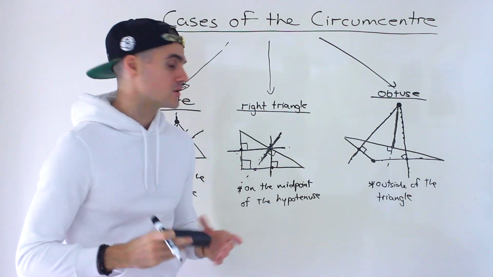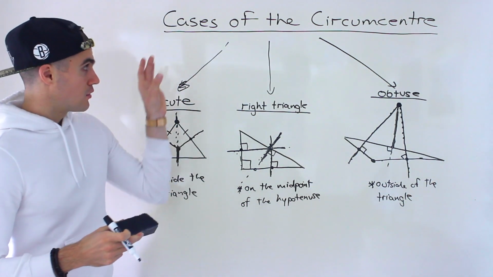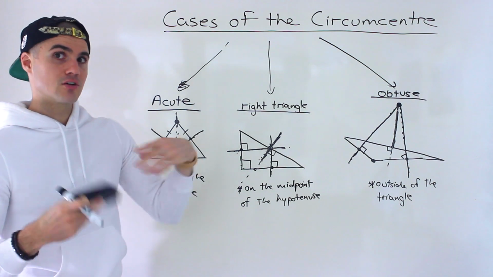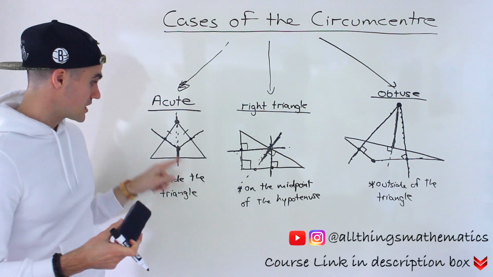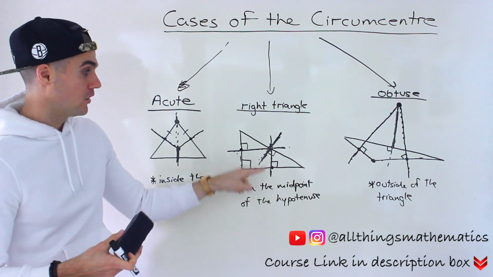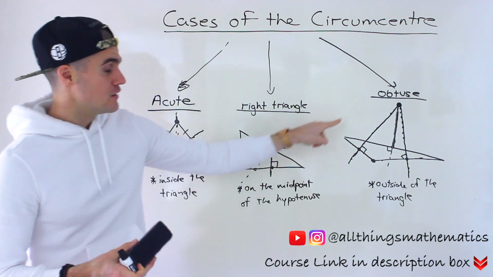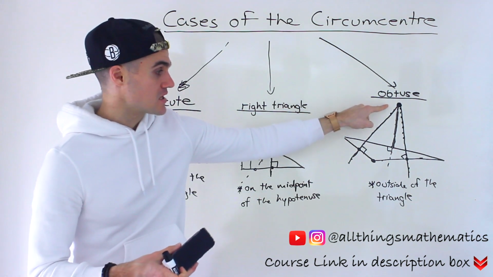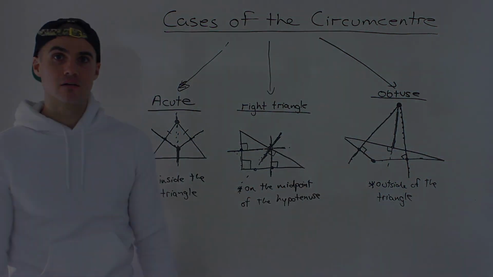Again, that's not what the video is mainly about. The three different cases of the circumcenter in general: if you have an acute triangle, it's going to be inside the triangle. If you have a right triangle, it's going to be on the midpoint of the hypotenuse. And if you have an obtuse triangle, the circumcenter is going to be outside of the triangle.